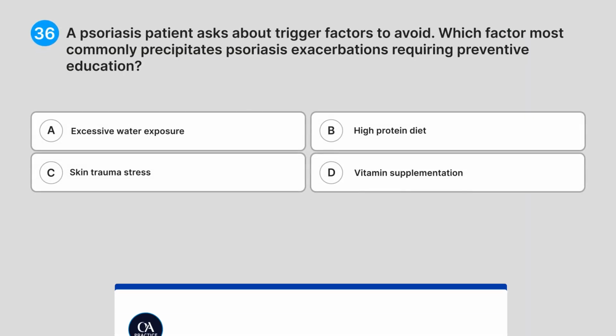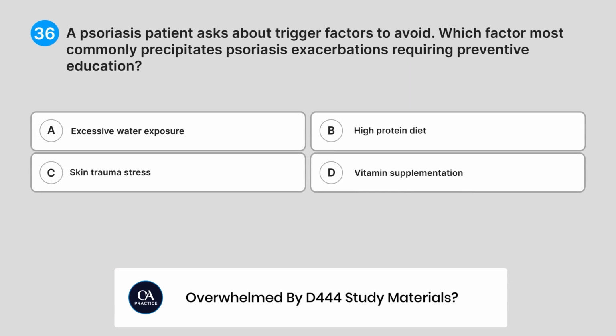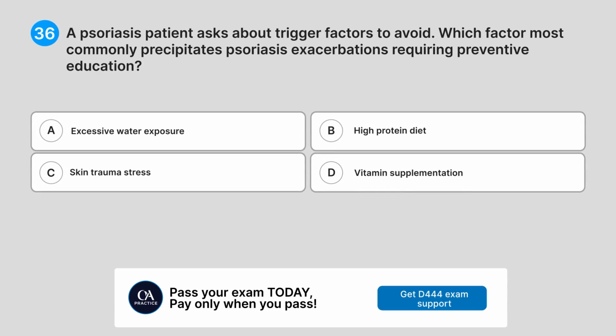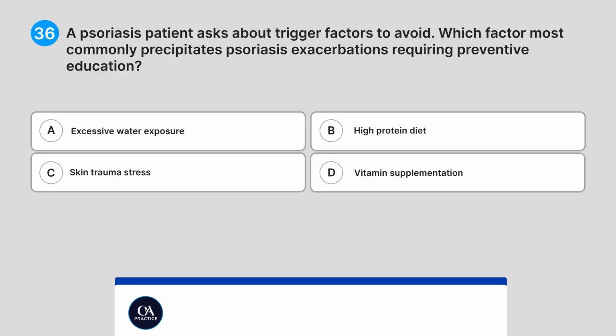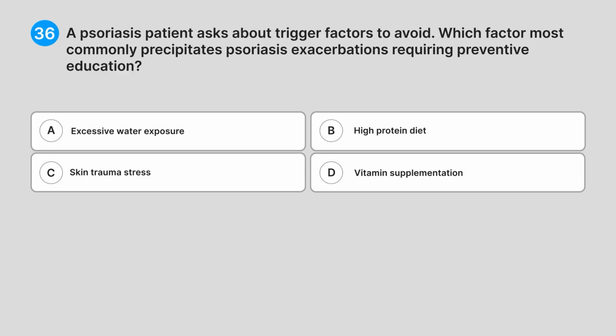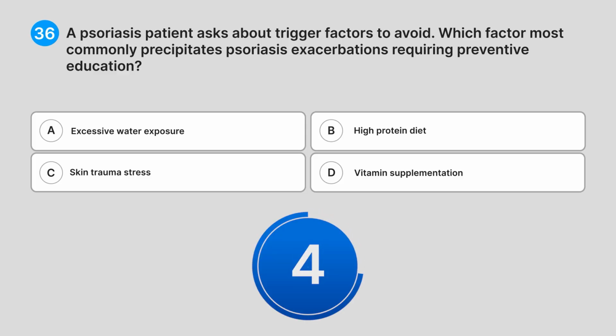36. A psoriasis patient asks about trigger factors to avoid. Which factor most commonly precipitates psoriasis exacerbations requiring preventive education? A. Excessive water exposure. B. High protein diet. C. Skin trauma stress. D. Vitamin supplementation. Do you know the answer?